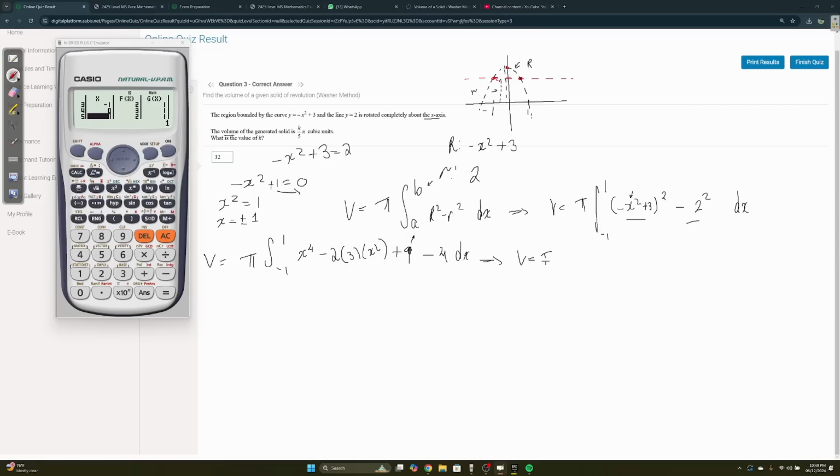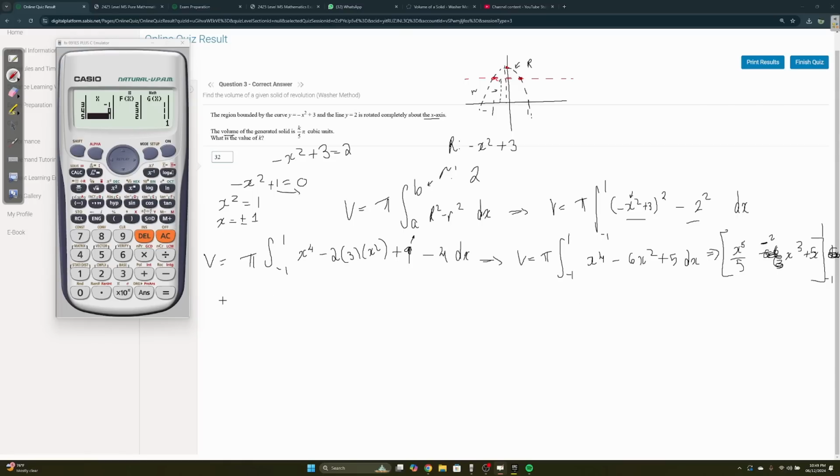Continue. V is equal to pi integral minus 1 to 1 x to the power 4 minus 6x squared. 9 minus 4 is plus 5 dx. Integrate, it's going to be what? X to the power 5 over 5 minus 6 over 3 x cubed plus 5x, in between the bounds, minus 1, 1. Let's continue. Let's start substituting. I'm going to replace the 6 over 3 with 2, so minus 2 x cubed.